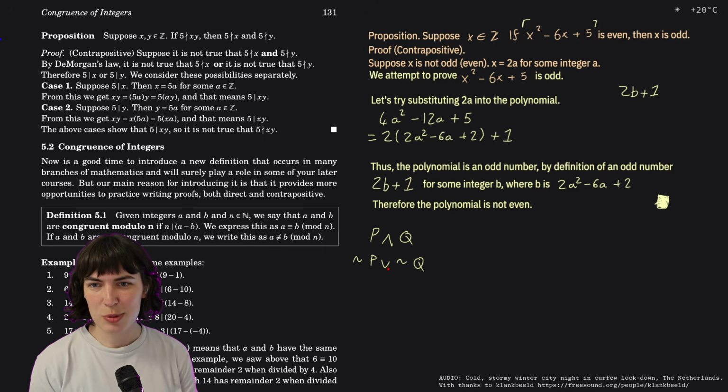We consider these possibilities separately. Case 1, suppose 5 divides x. Then x equals 5a for some a in the integers. From this, we get xy is equal to 5ay, which is 5(ay), and that means 5 divides xy.